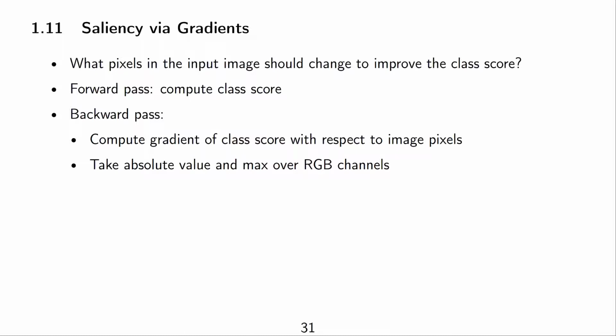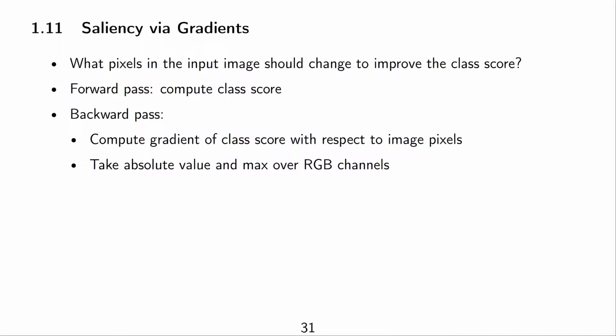Saliency via gradients is another idea. We could ask what pixels in the input image should change to improve the class score. To do this, we compute a forward pass to compute the class score of the input image, and then we do a backward pass. So we are computing the gradient of the class score with respect to the image pixels.